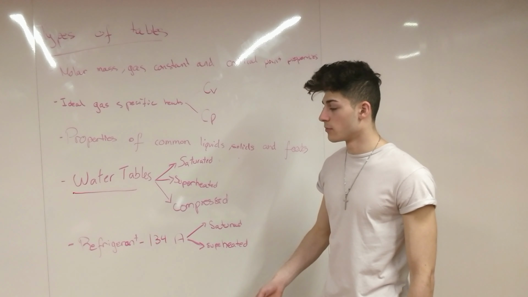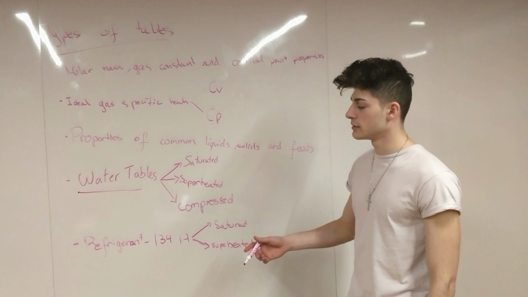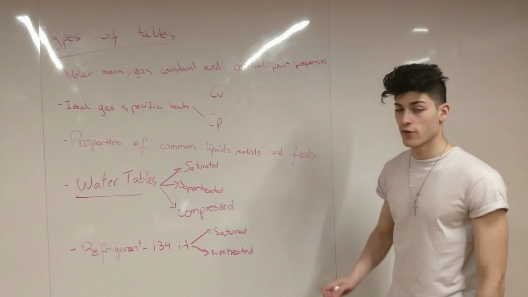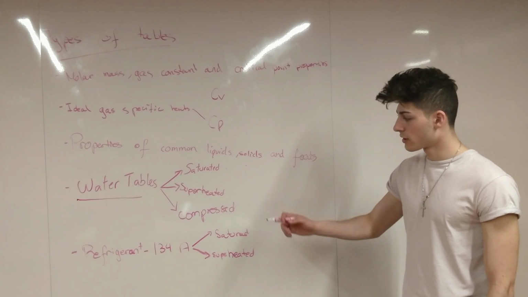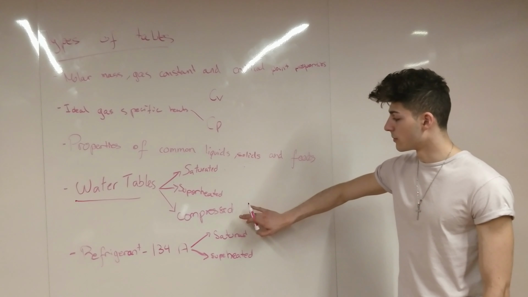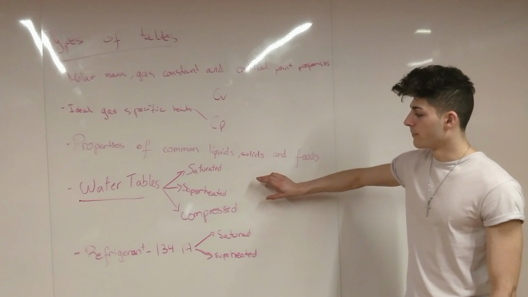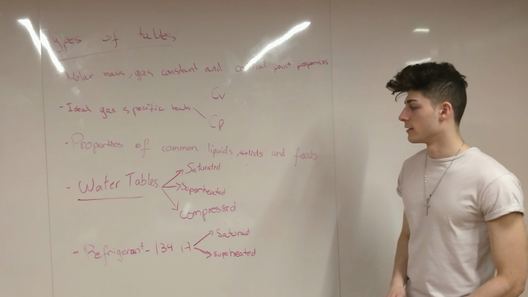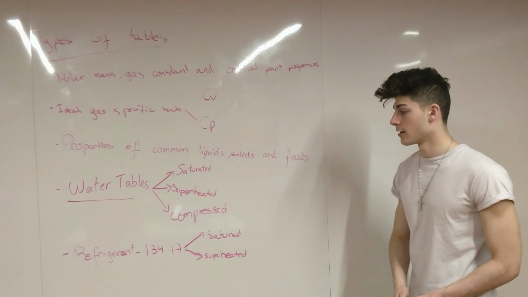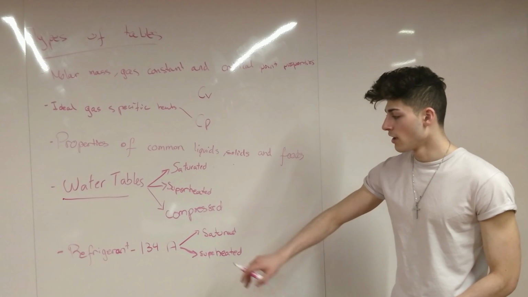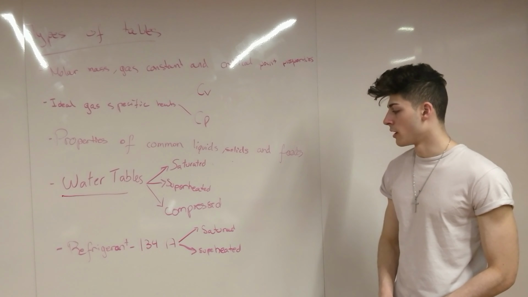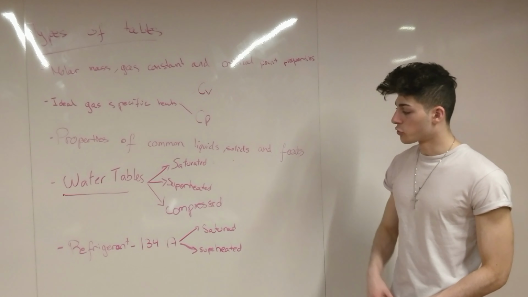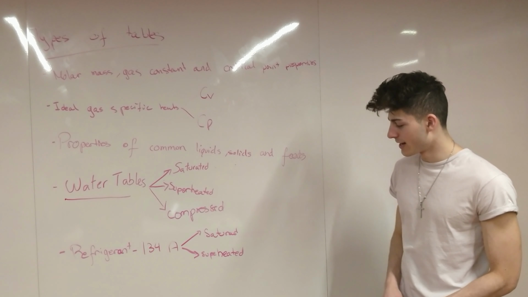Now, since it is the most common table that we use, it's also the type of table where we're going to have the most number of tables, right? So first of all, we have saturated water tables, superheated water tables, and compressed water tables. Again, this depends on where we are on the phase diagram, and we will explain that in more detail in our examples later on. Finally, we have the refrigerant 134a tables. Again, it is subdivided into not three, but two different categories. So we have the saturated and superheated subcategory for that substance.